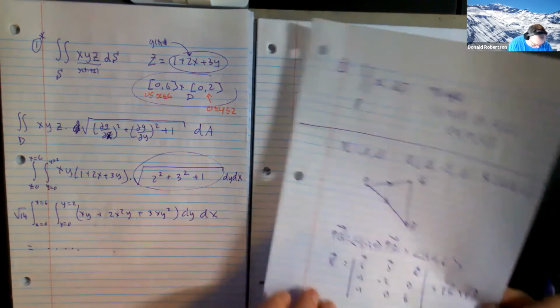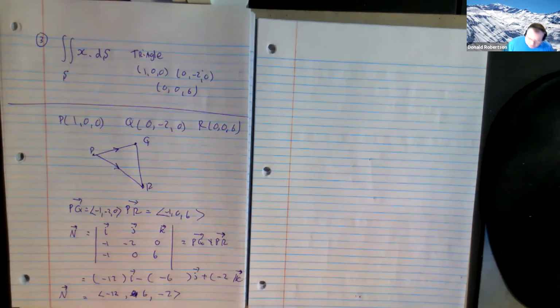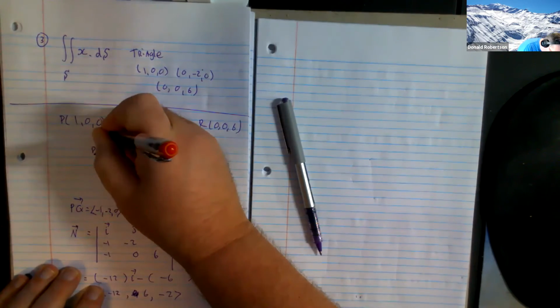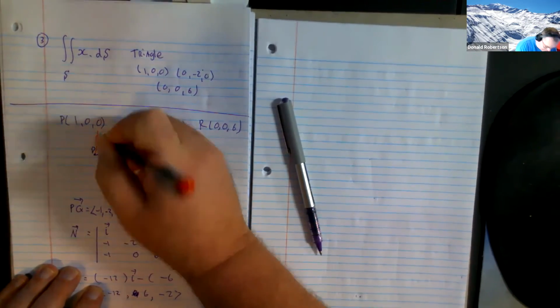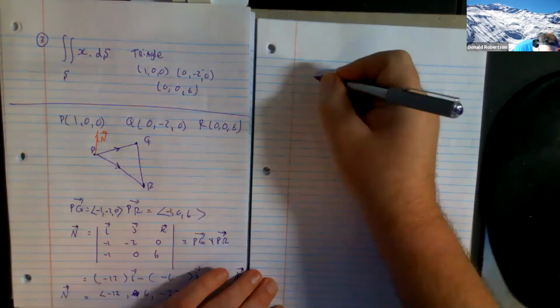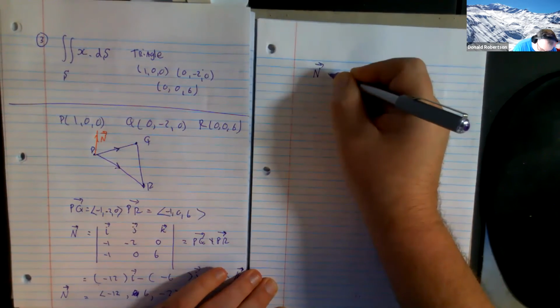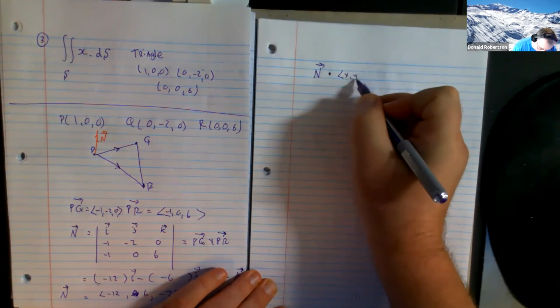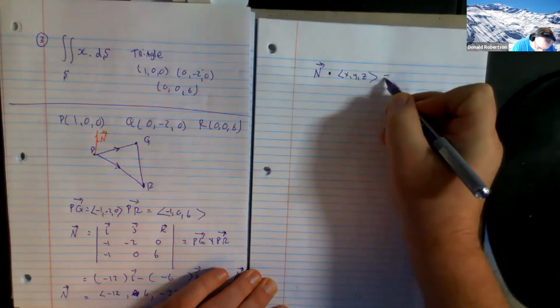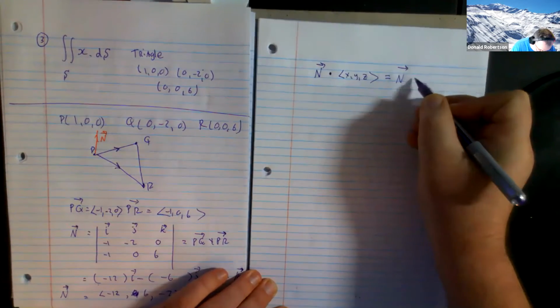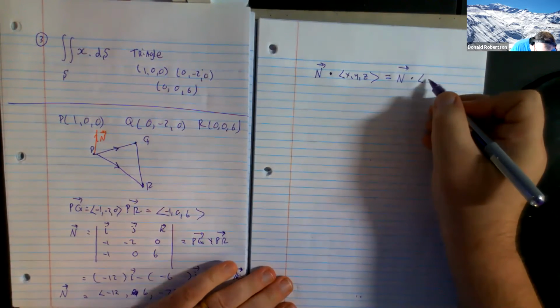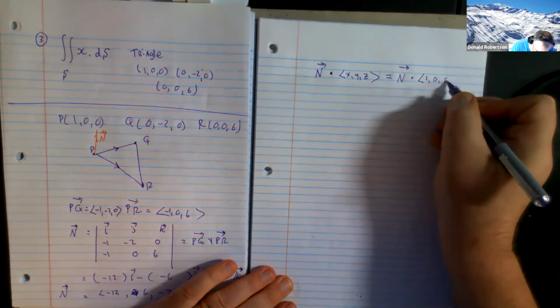Right. It may have been a long time since you've done this, but if you now know the normal, which is basically the vector that goes this way, you can get the equation by doing the dot product of the normal with x, y, z, and it will equal the normal times the position vector of any vector you like. I'm going to choose the position vector for P.